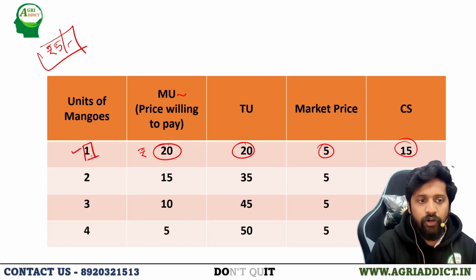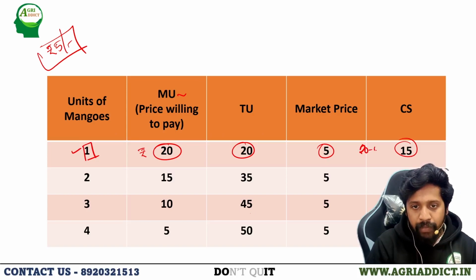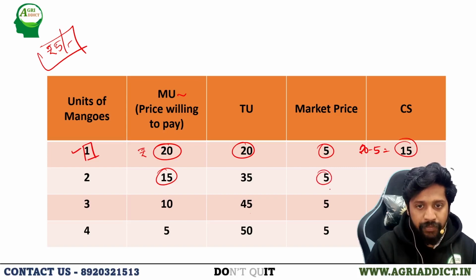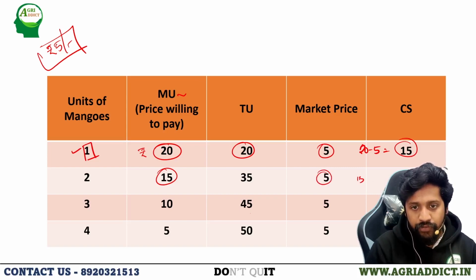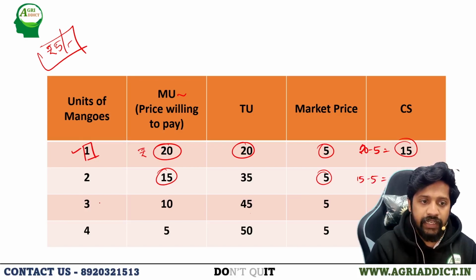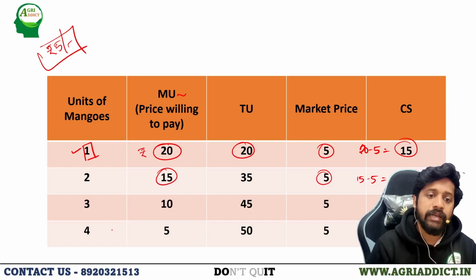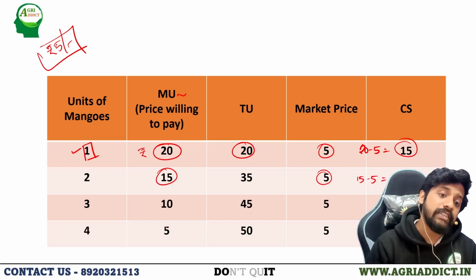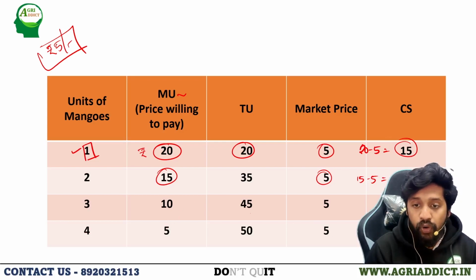So in the first unit of mango, the consumer surplus is 20 minus 5, that is 15. But in the second unit, 15 was the ability of the consumer to pay, but the market price was 5. Therefore 15 minus 5, that is 10 rupees, is the consumer surplus. And in the third unit, what happens? 10 minus 5, that is 5 rupees is my consumer surplus. And in the fourth unit, what happens? The market price becomes equal to the additional satisfaction I am getting, right? Therefore there is no consumer surplus.